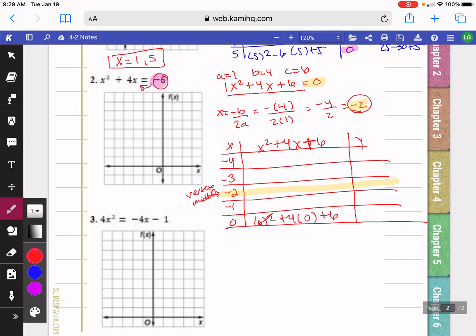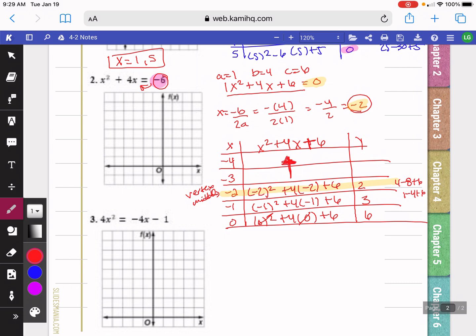So here I know these zeros cancel, I'm left with 6. Next I'm going to plug in negative 1. If I work that out, it comes out to 1 minus 4 plus 6, which is 3. Next I'm going to plug in negative 2. So this comes out to 4 minus 8 plus 6, which is 2.